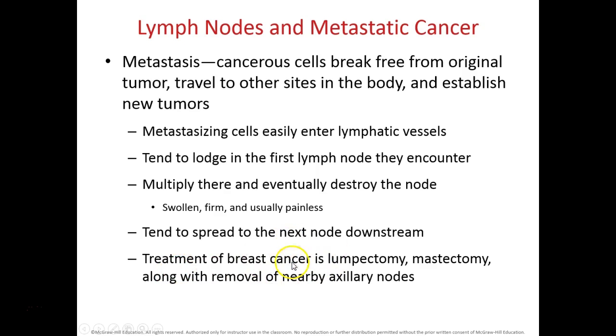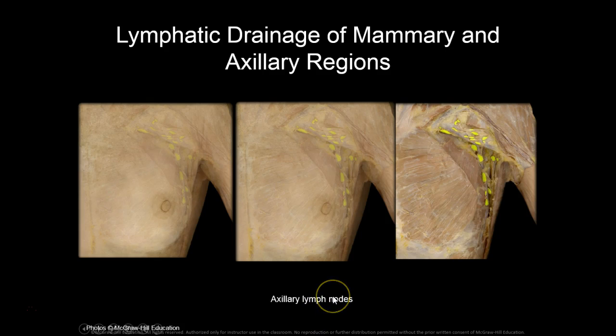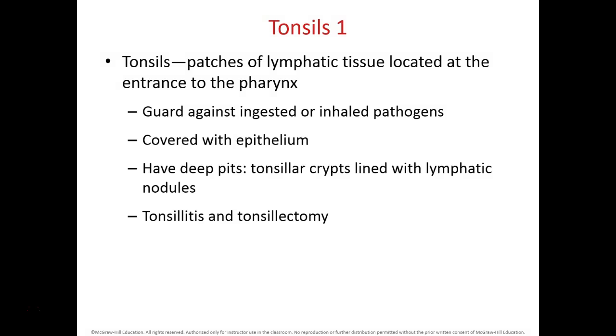Breast cancer is one of those cancers that metastasize very readily, and so usually they'll have a mastectomy or lumpectomy, and they'll also remove any nearby lymph nodes as well. Okay, so here's showing those axillary lymph nodes that are very close to the breast, and these are the ones that usually get removed if someone has breast cancer.